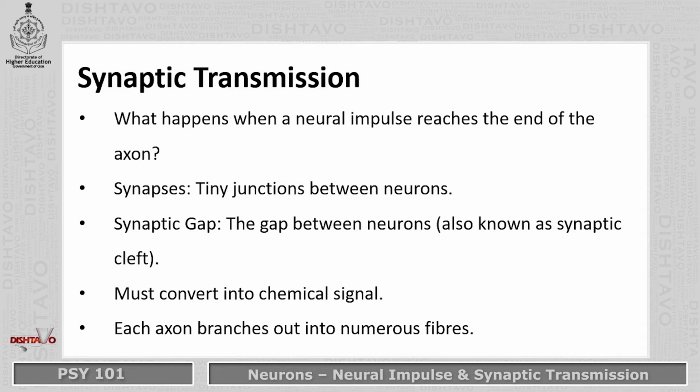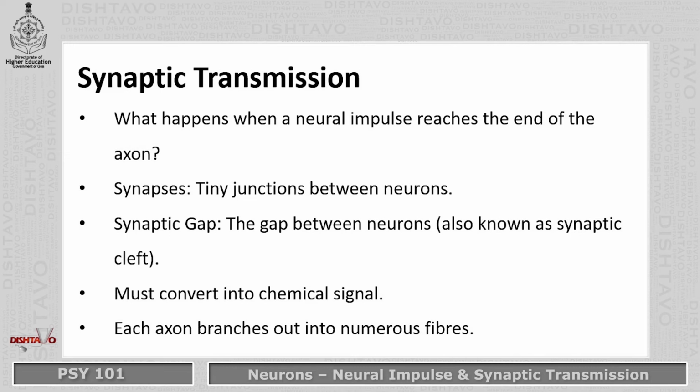So then, actually what happens is that there is a gap between the end of an axon and the dendrite of the receiving neuron. So how then does a nerve impulse go from one neuron to the other? What happens when a neural impulse reaches the end of the axon? Well, at the end, there are tiny junctions between neurons which are called the synapses. And the gap between these two neurons is called the synaptic gap, also known as the synaptic cleft.